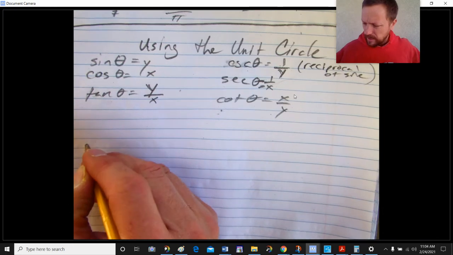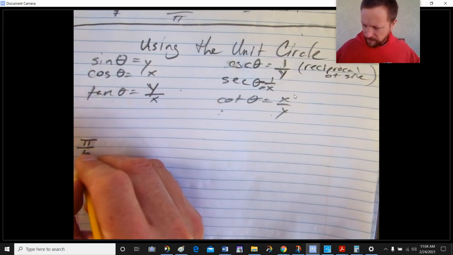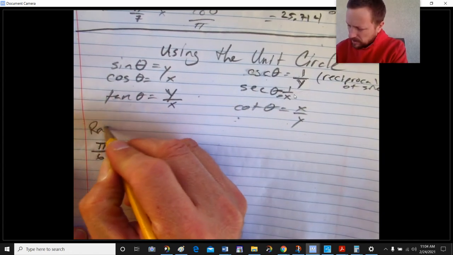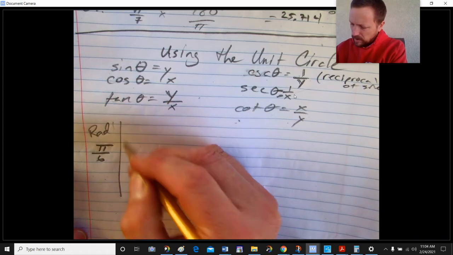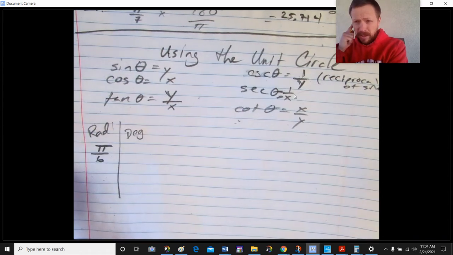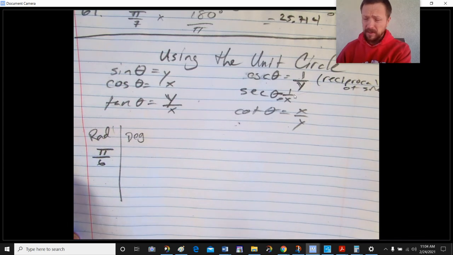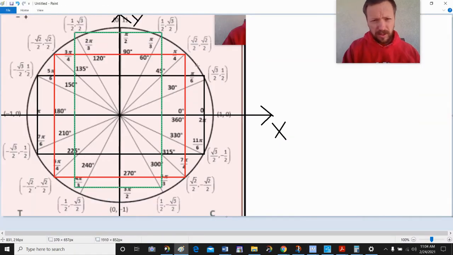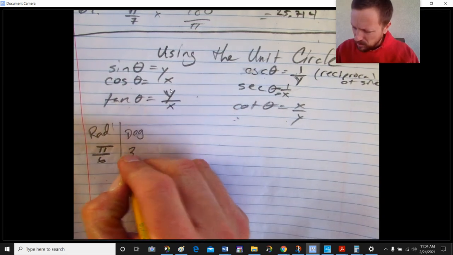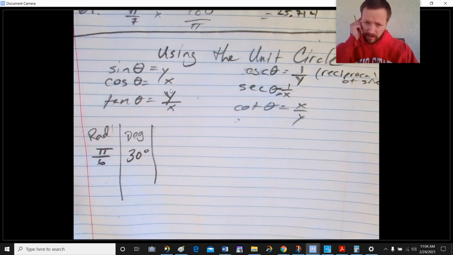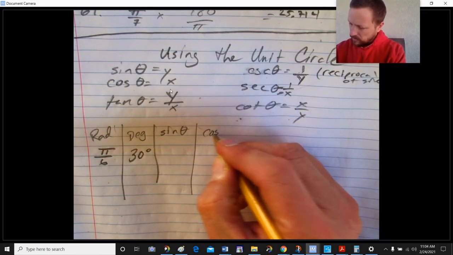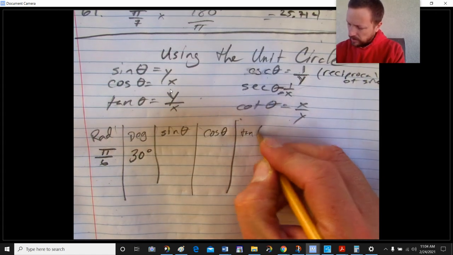So let's say we take an angle like pi over 6. I'm going to give you a table, and pi over 6 is going to be the radian. Then I want the degree. Preferably, you just automatically know that this is 30 degrees. If you don't, you can go to the conversion, look at our unit circle and see pi over 6 and 30 degrees. But you want to really get to that point where it's trained and you just know it. Then we're going to have the sine of our angle, cosine of our angle, tangent of our angle.